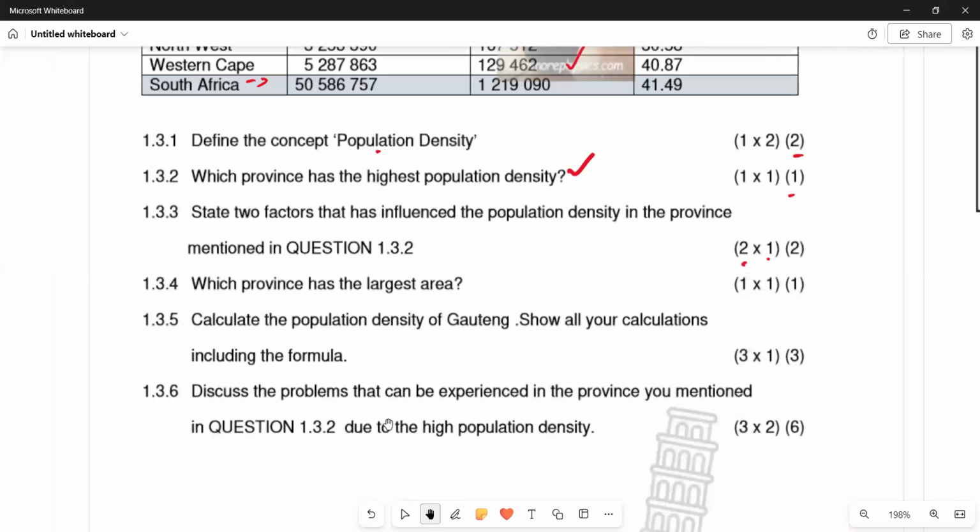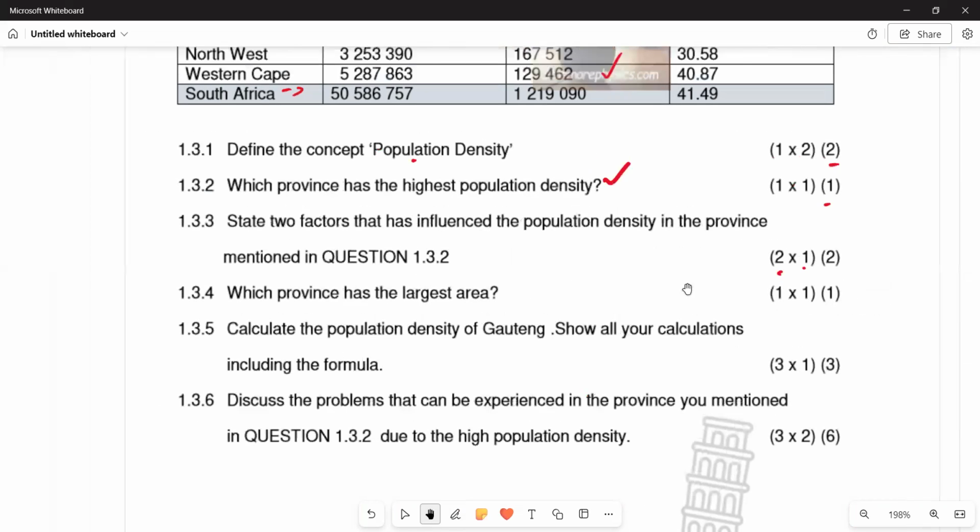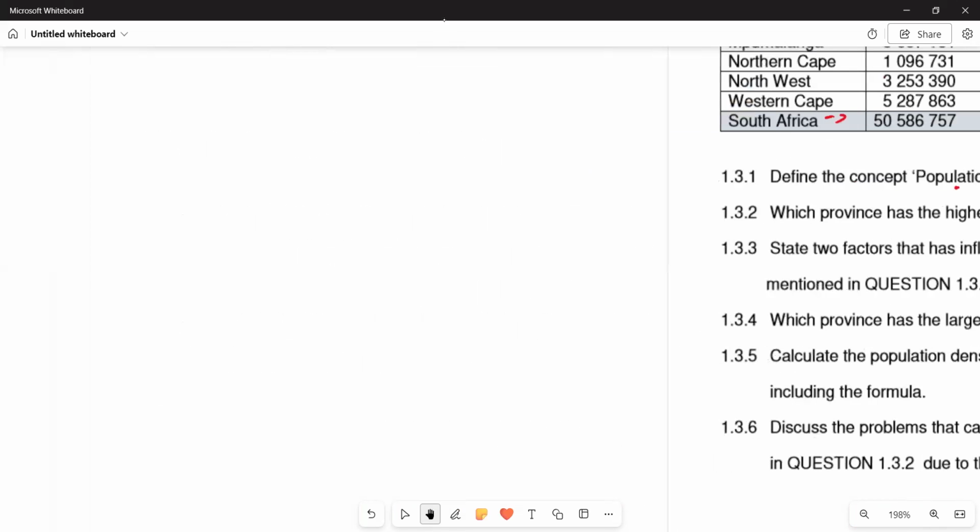After that one, we have 1.3.5, which reads: calculate the population density of Gauteng. Show all your calculations, including the formula. Remember, the population density is given in the question, so we are just going to prove it. How did we arrive there? So for 1.3.5, they need the formula first, so we try to bring down the formula. Remember the formula for calculating population density.